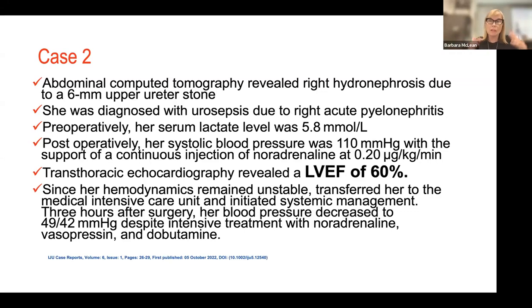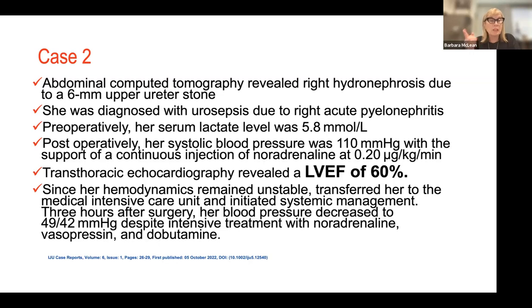She goes to the OR. She becomes very unstable, and they determine that they don't really want to stabilize her, and they send her back out. She's now on noradrenaline at 0.2 mics per kg per minute. She gets a TTE, and the TTE says her left ventricle looks great. She's got a left ventricular ejection fraction of 60%. She looks really good, but she's pretty unstable. Her hemodynamics are up and down. Her lactate level is elevated. She's tachycardic, she's tachypneic. So they send her off to the medical ICU and they initiate systemic management.